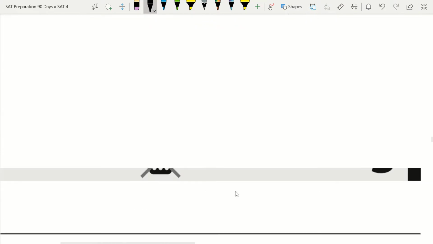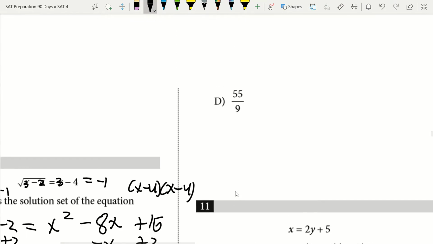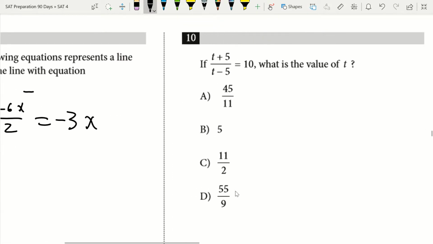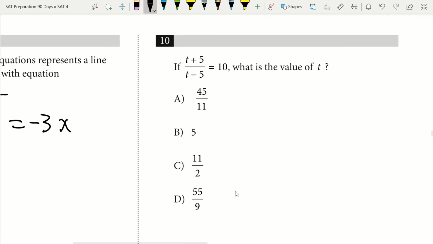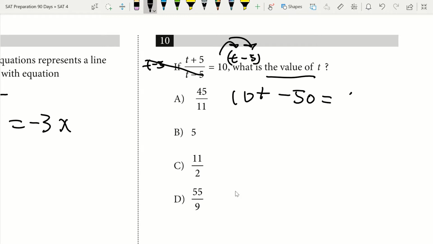At this point, I go back and answer 10 through 15, just like I talked about in my pacing video where I talked about the strategy behind it. Okay, so I've got an equation up here. I'm asked what the value of t is, so I just go ahead and solve. Got to multiply each side by t minus 5. I distribute my 10 here and here. That's going to give me 10t minus 50. That's going to be equal to t plus 5.